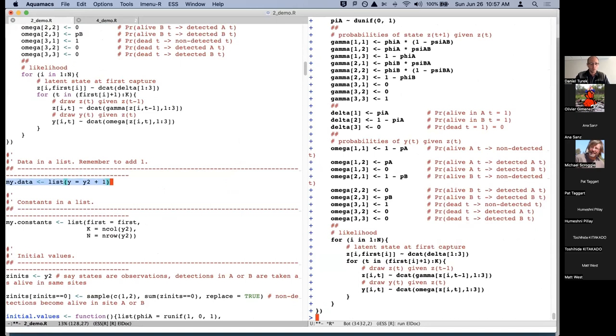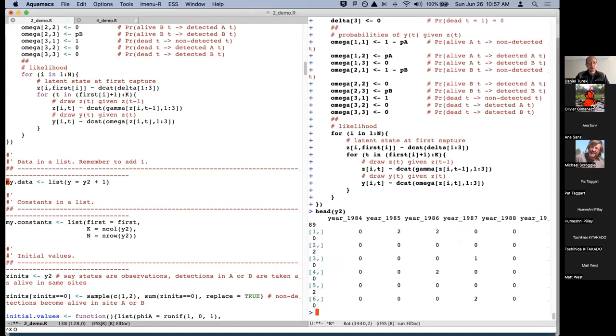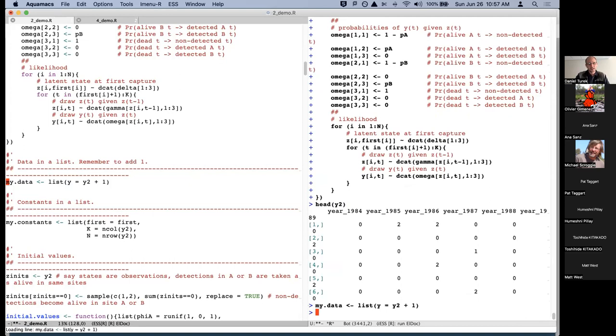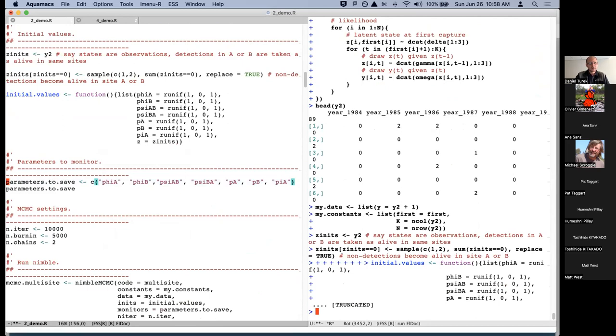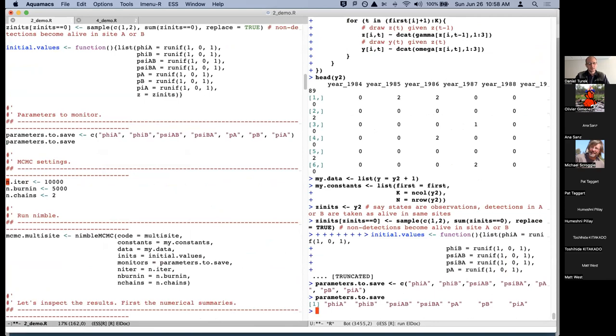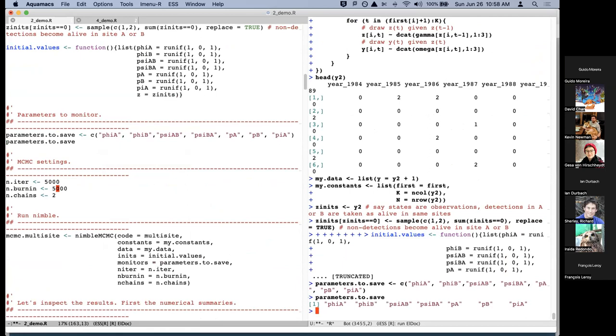The constants for the model require the first observation period, the number of individuals, and the number of time periods. And then initial values for this takes a little work, but we make a function. The Z initial values take a little effort, and we won't detail that right now. Parameters to save, we'll look at all of these. And once again, the MCMC iterations, this one doesn't take too long, but I'm still going to shorten this a little bit just so we don't sit here for too long. And here's the Nimble MCMC function. With any luck, this works.